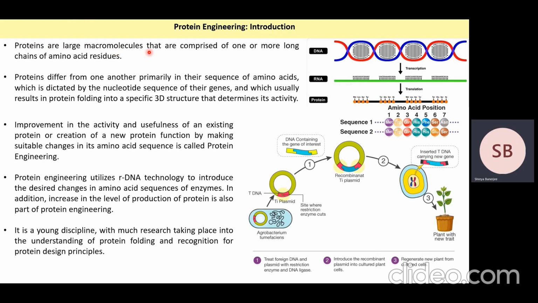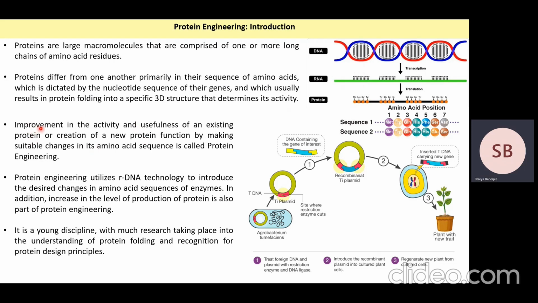Now we have learned earlier that proteins are large macromolecules that are composed of one or more long chains of amino acid residues. Proteins differ from one another primarily in their sequence of amino acids, which is dictated by the nucleotide sequence of their genes and which usually results in protein folding into a specific 3D structure that determines its activity. So what this means is that DNA is made up of different base pairs, and through a process of transcription from DNA you can get RNA, and using a process called translation from RNA you can get protein, and each triplet of base pairs codes for one amino acid in the protein. So if the base pair sequence changes, the amino acid also changes, and you can get different sequences of amino acids with different triplet base pairs.